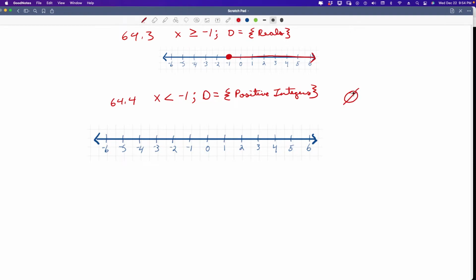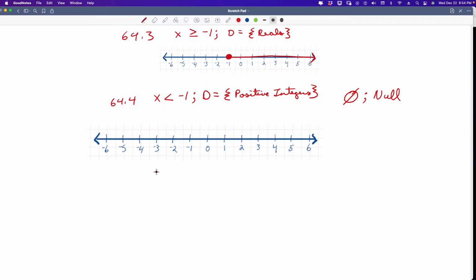We have a null set. We have no answers to graph. There's nothing we can do. So when you have a situation like this, the answer is just a circle with a line crossed through it, or you could say the word null. Those are two correct answers.